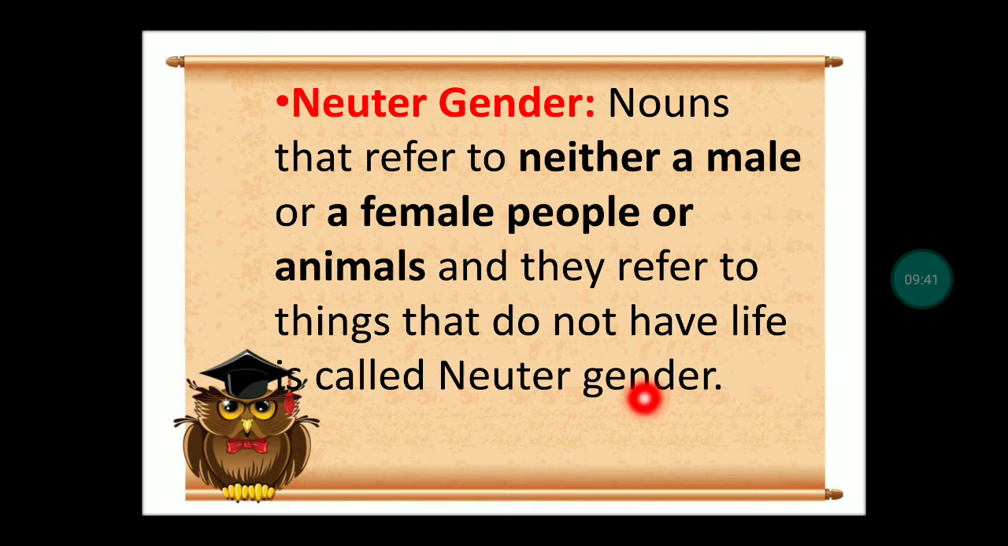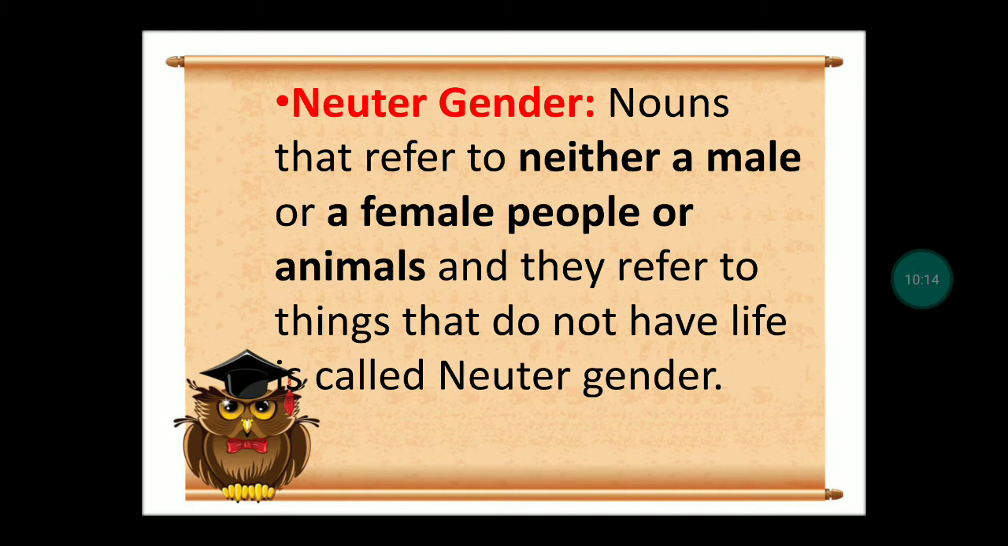So dear students, in neuter gender, the noun is neither a male nor a female, and that noun will also not be an animal or bird. That noun will only refer to things that do not have life, is called neuter gender.